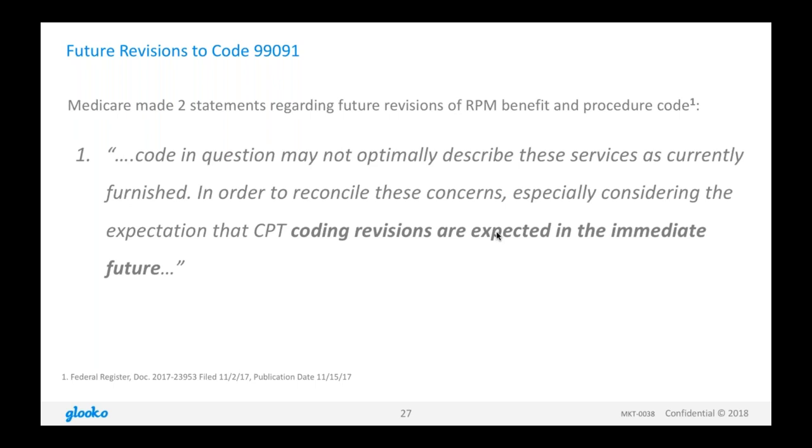Medicare has made two statements regarding future revisions of this benefit and the procedure code 99091. Just to give you documentation on that, one of the statements they made, I'm going to read this to you, is that the code in question, that's 99091, "may not optimally describe these services as currently furnished. In order to reconcile these concerns, especially considering the expectation that CPT code revisions are expected in the immediate future." This statement was made in 2018.